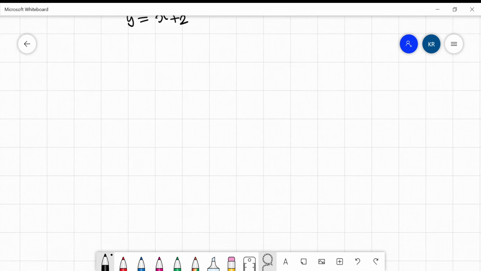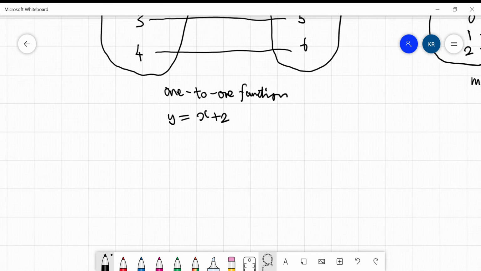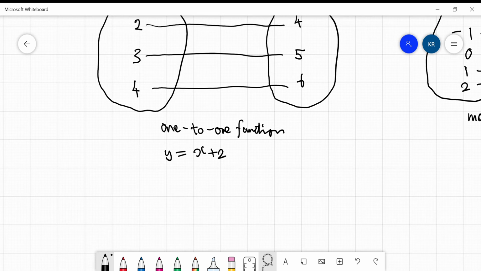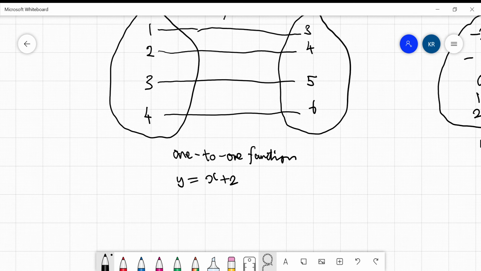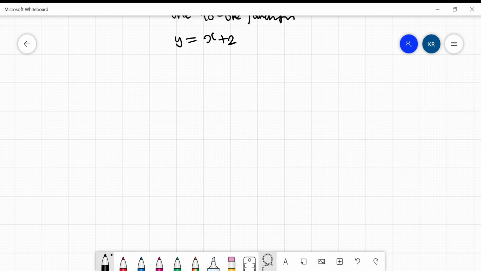Now let us define a function. A function is basically any mapping where each element in A only has one image. Image is basically the output. One image in B.